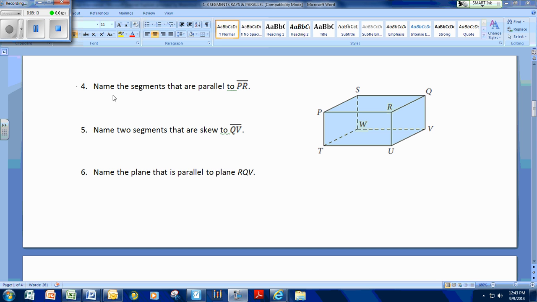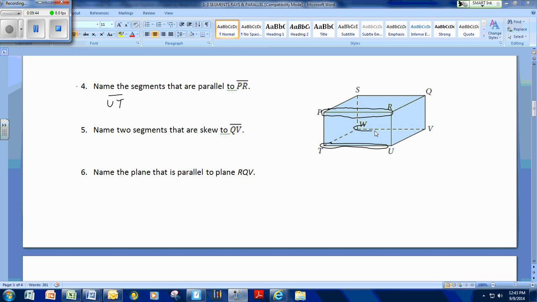Next, we're going to talk about naming some segments that are parallel to different ones. In this example, we're going to find segments that are parallel to segment PR. Here is segment PR right here. Now, I want to make sure that I pick segments that go in the same direction but will never intersect segment PR. So one of them would be this segment right below it, segment UT or TU, same thing.